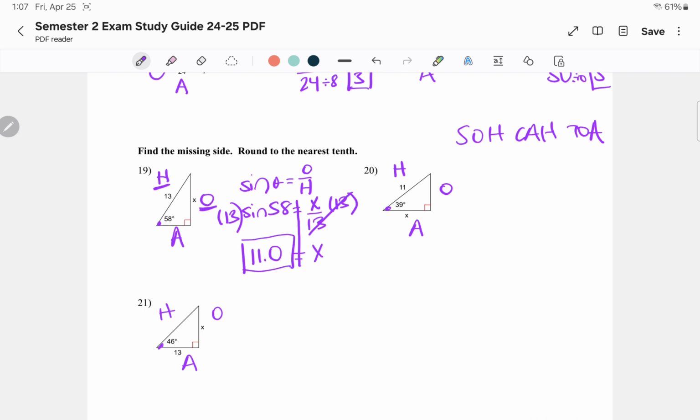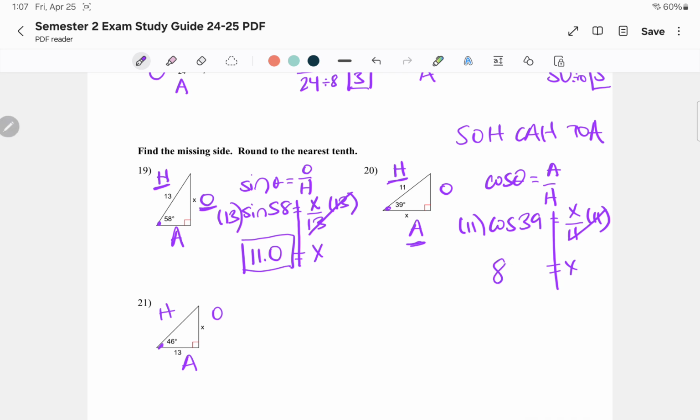All right, let's do 20. Which two sides have information? That would be A and H. We're going to use cosine. So cosine theta is A over H. Cosine 39, we replace theta with 39. A is x, H is 11. Again, we multiply by the number on the bottom and then put the other side in the calculator. So 11 times cosine 39 gives us 8.5.